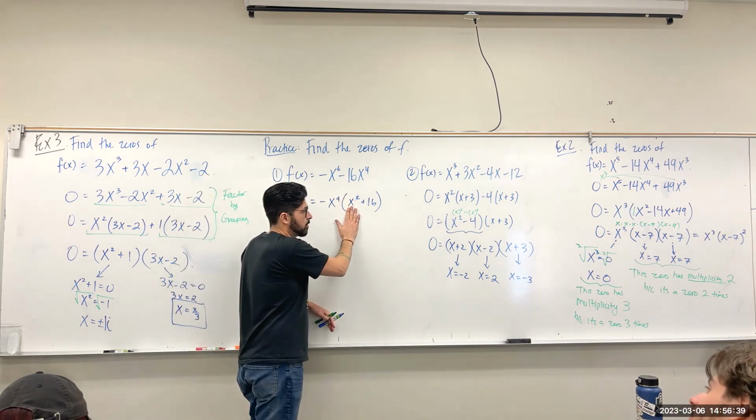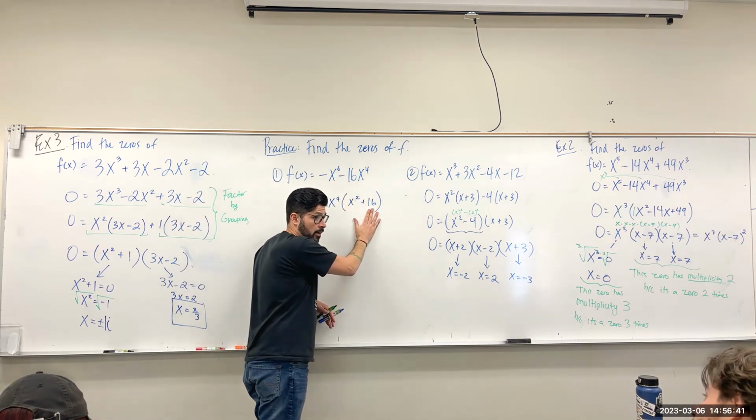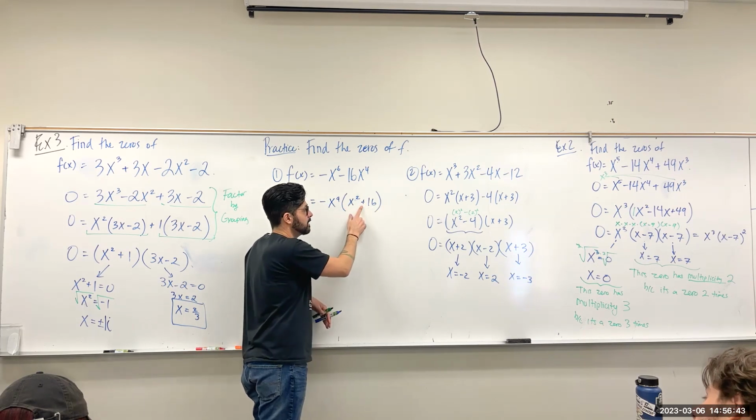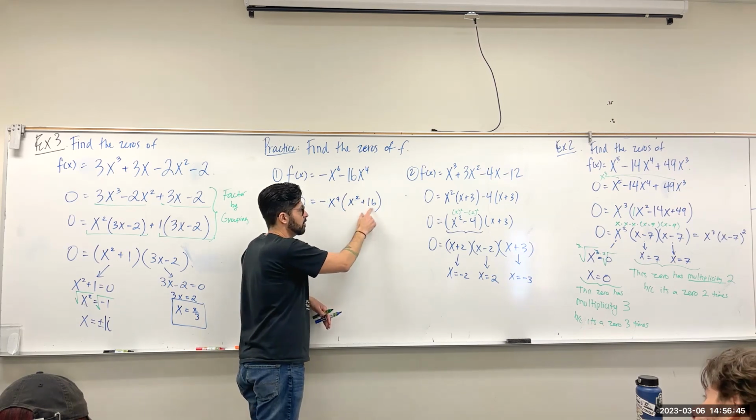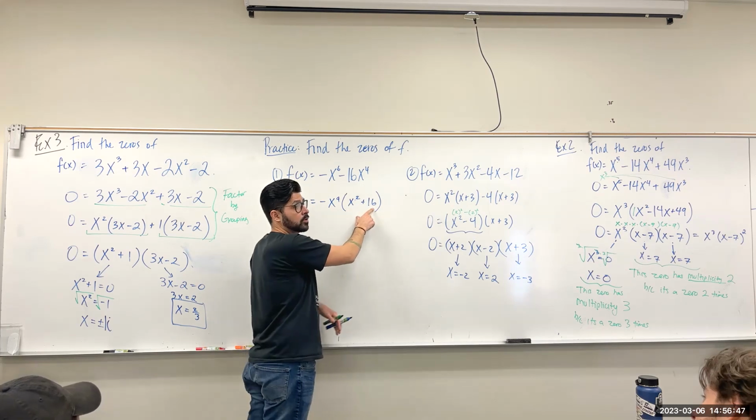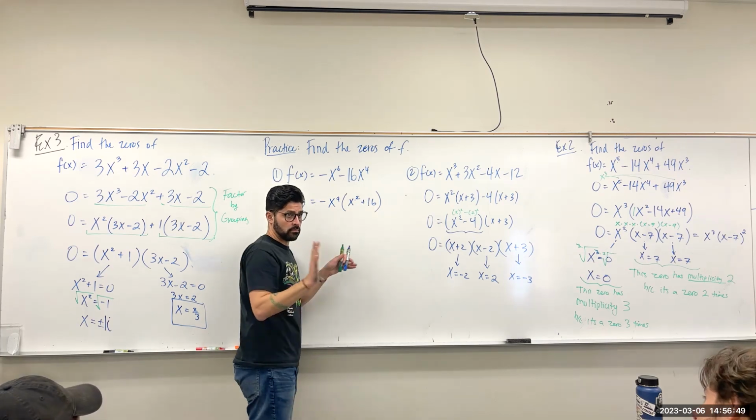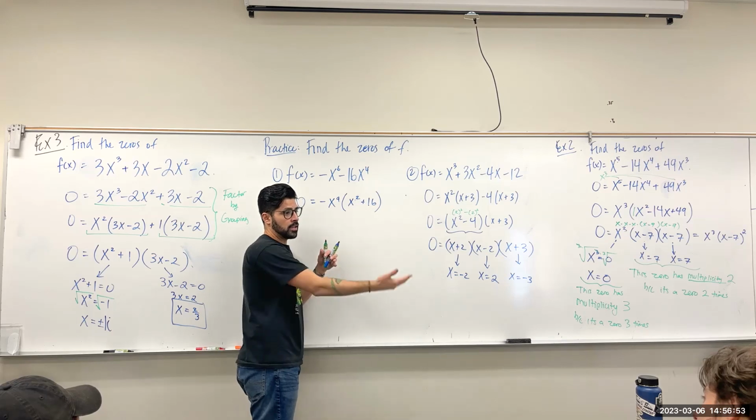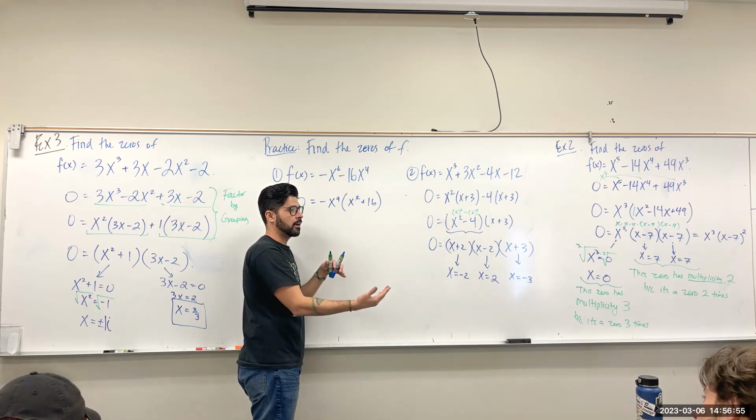Here, the x is being squared, and here the 16 is a square. It's 4 squared, but it's not a difference. So in this case, these are what's called irreducible. It does not factor. Okay, so there's nothing to factor from there. So you just set it equal to 0, and we'll see why it didn't factor.